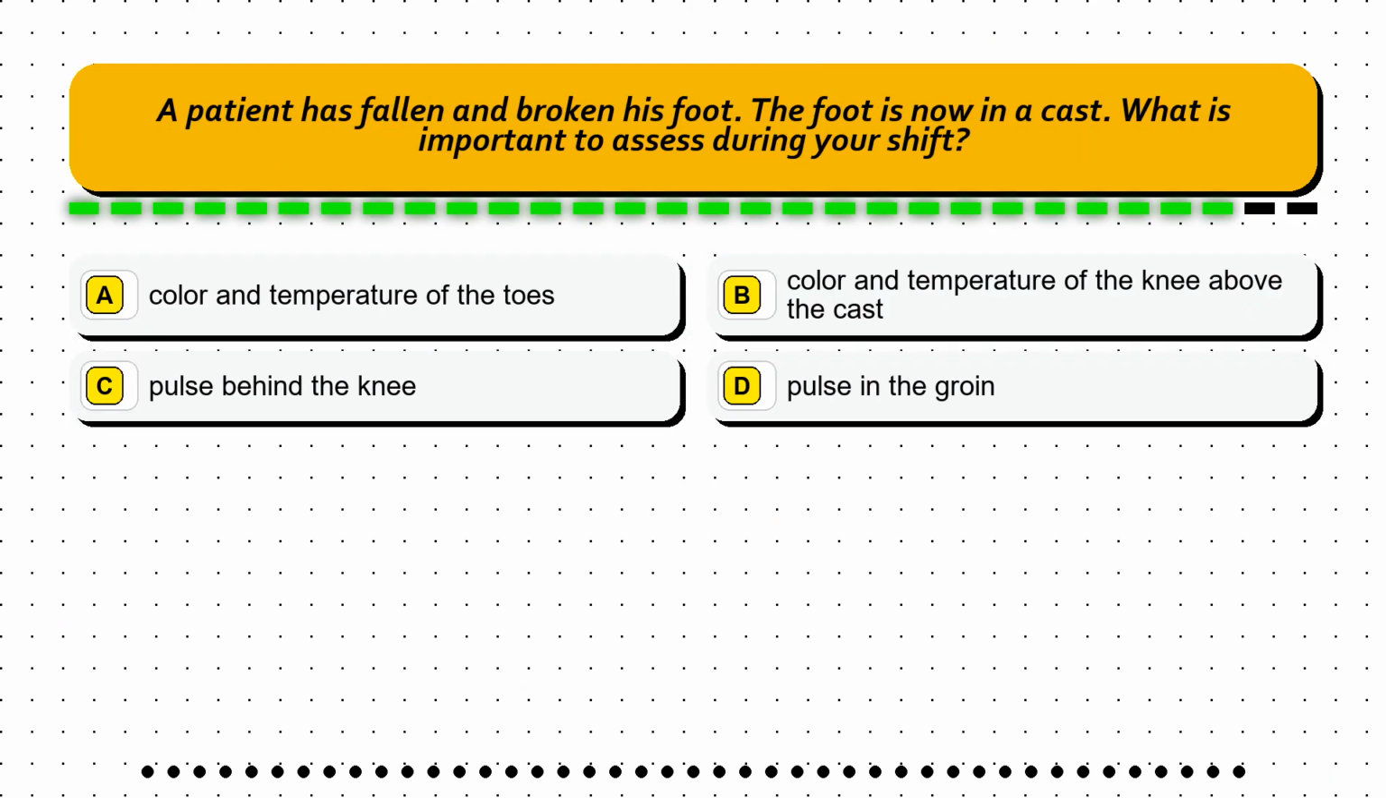Question 3. A patient has fallen and broken his foot. The foot is now in a cast. What is important to assess during your shift? Option A. Color and temperature of the toes. Option B. Color and temperature of the knee above the cast. Option C. A pulse behind the knee. Option D. A pulse in the groin.